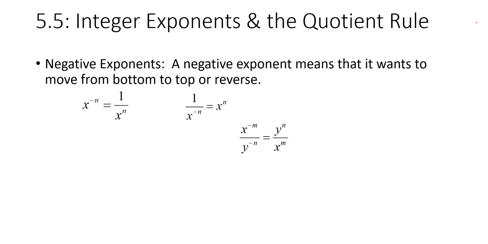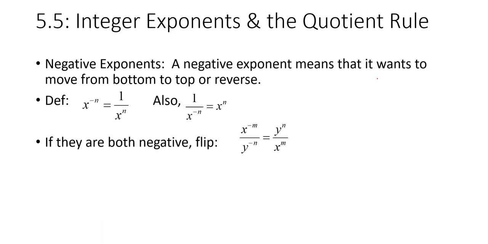Integers meaning things like 1, 2, 3, but also negatives, right? Negative numbers are integers as well. So a negative exponent basically means that whatever term you have wants to move. So x to the negative n means that it wants to move from the numerator to the denominator. If it's 1 over x to the negative n, it wants to move from the bottom to the top. And there are cases where they're both negative.